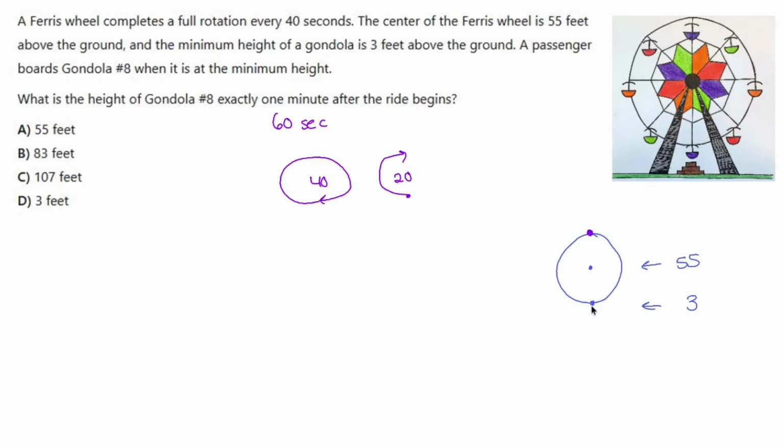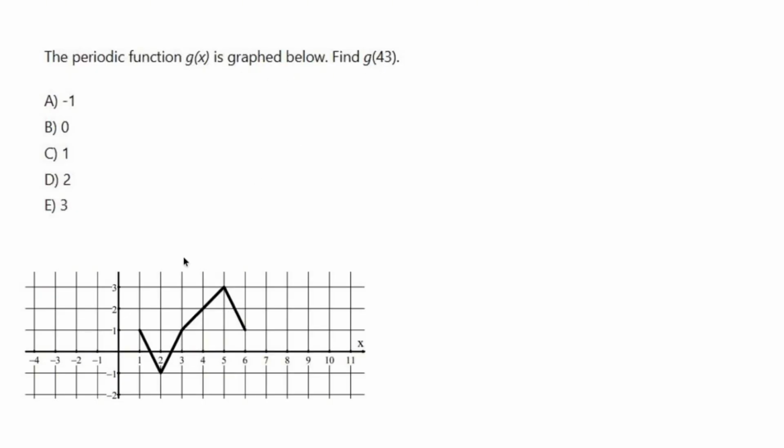Well, between the center and the very bottom, we're looking at a difference of 55 minus 3, which is 52. So up here is going to also be a difference of 52. And 55 plus 52 is 107. So the maximum height of this Ferris wheel is where you're going to be after 60 seconds, and that's going to be at 107 feet. Fun stuff.